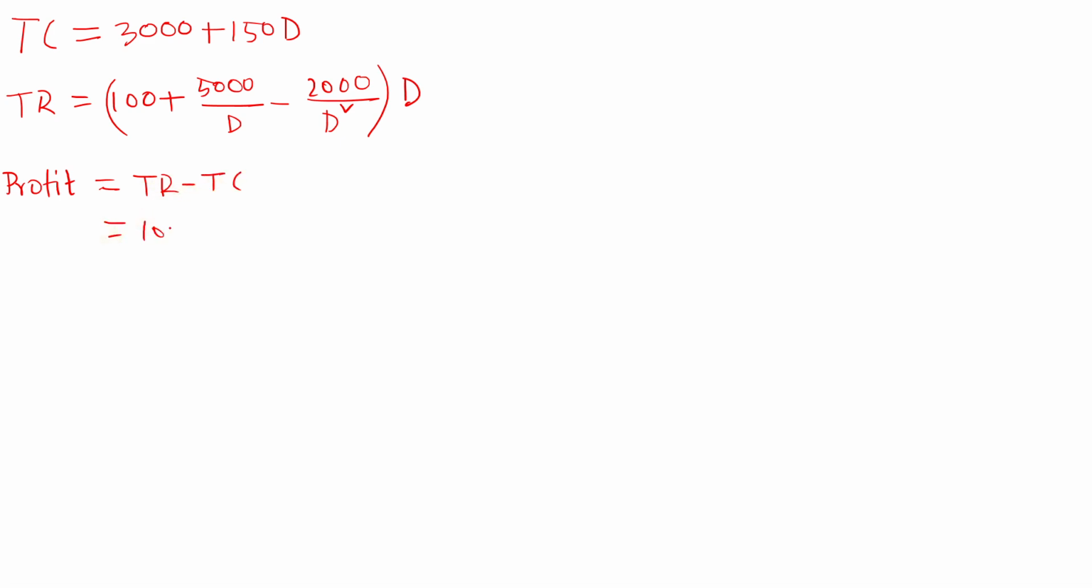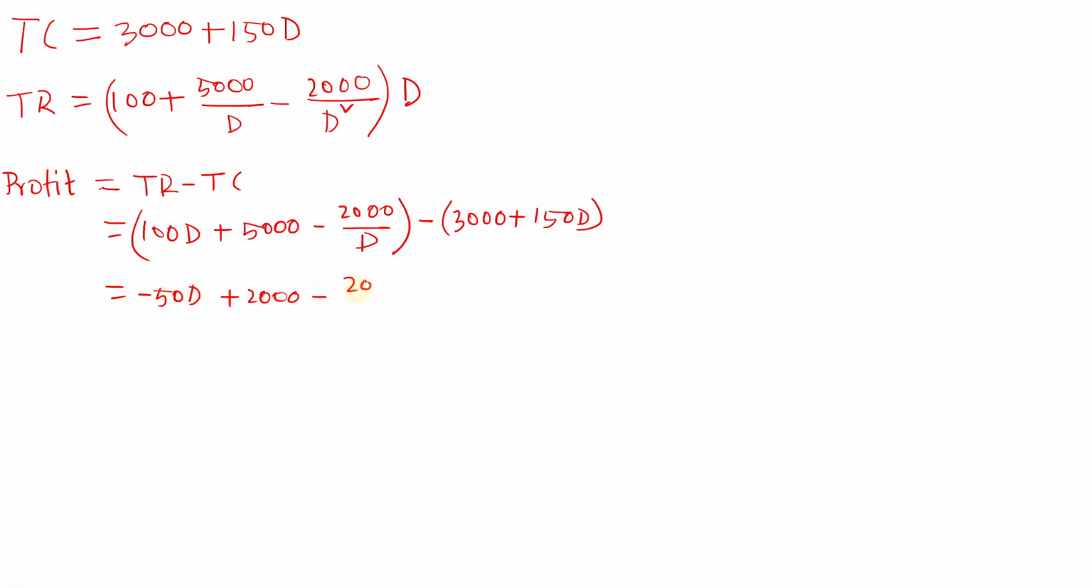So it's going to be 100D plus 5,000 minus 2,000D divided by D. So that's the total revenue minus the total cost, which is 3,000 plus 150D. Then you can just rearrange it. We'll get minus 50D plus 2,000 minus 2,000 by D. So that's my profit function.